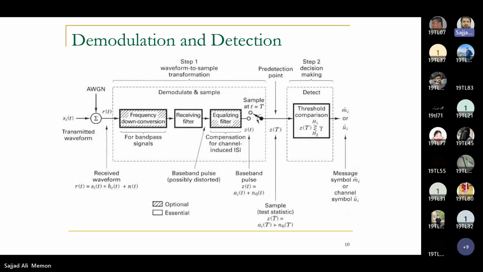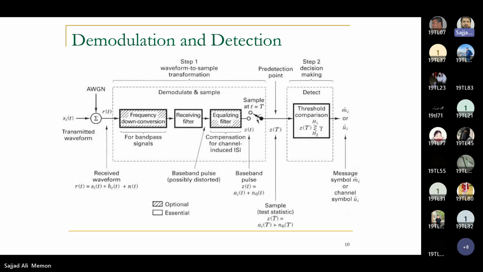So continue with this demodulation and detection, where you can see we have optional and essential block diagrams. Frequency down conversion is optional. If the received signal is already in baseband form, we don't need that. If it is a bandpass or modulated signal, then you need that frequency down conversion. Then we have the receiving filter, and then we have the equalizing filter.